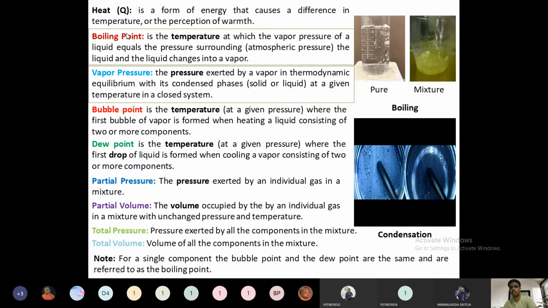The first one among those is the boiling point. How does boiling take place? Whenever the vapor pressure of the pure liquid is equal to or greater than the surrounding pressure or atmospheric pressure, then only will the liquid or water boil. So the boiling point can be defined as the temperature at which the vapor pressure of a liquid equals the pressure surrounding the liquid, and the liquid changes into vapor.